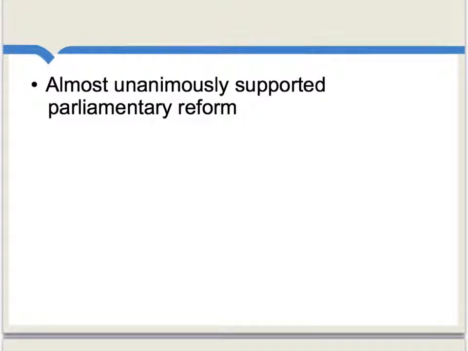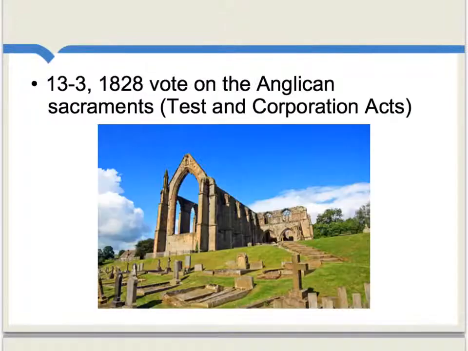On political issues, economists almost unanimously supported various measures of parliamentary reform to make Parliament more democratic. In 1828, there was a vote held on whether you needed to accept the sacraments of the Anglican Church to advance further in British government. Economists wished to abolish these requirements by a vote of 13-3.